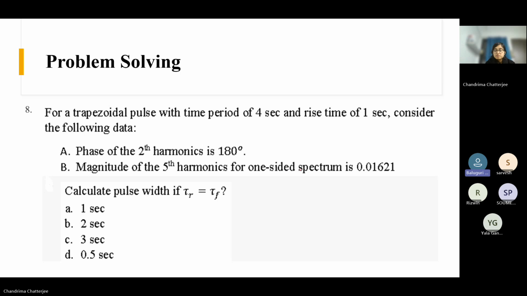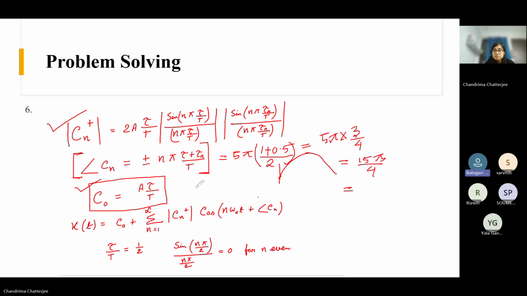Madam, can you show me that solution once again? I will take a screenshot. Yes. Okay, thank you.